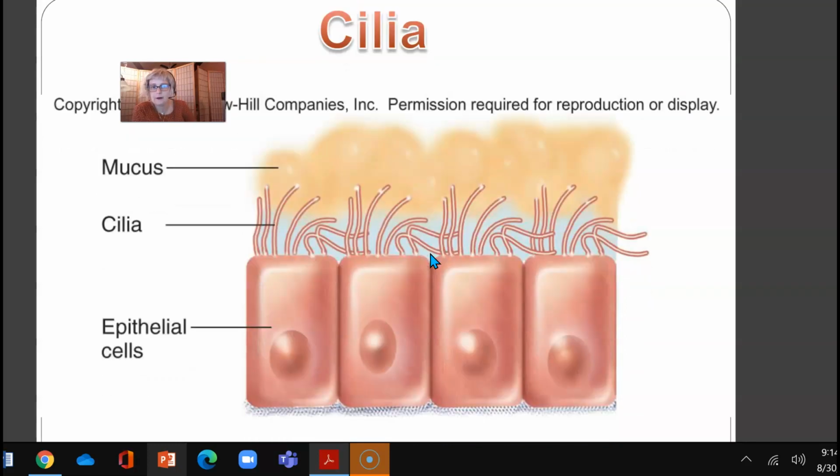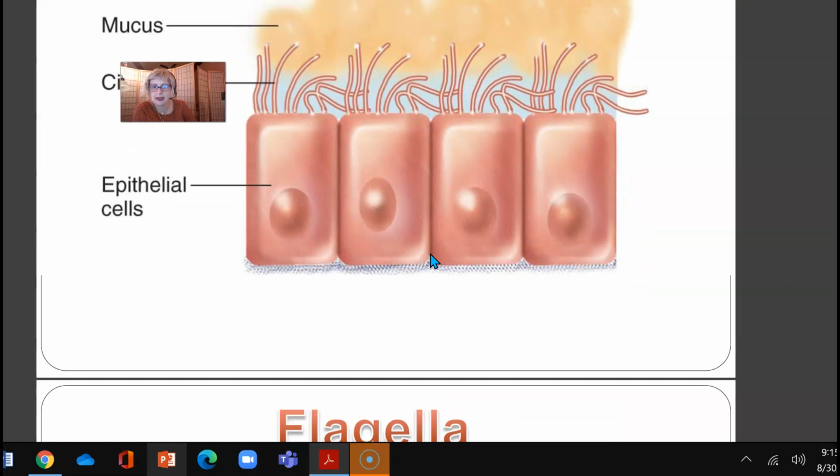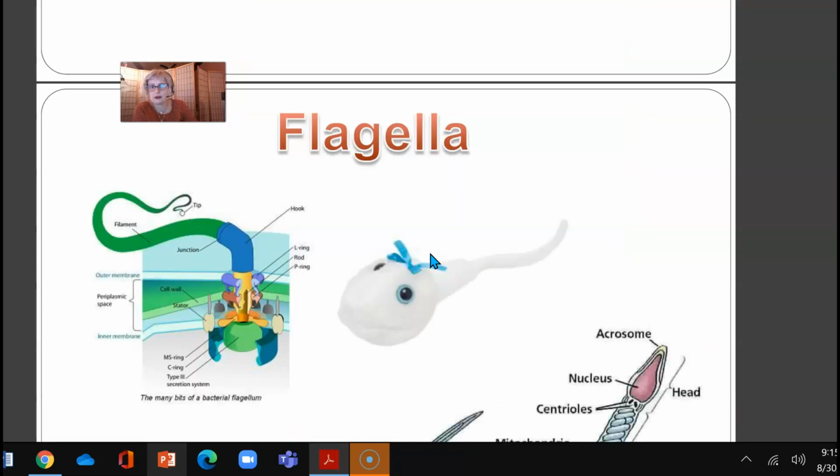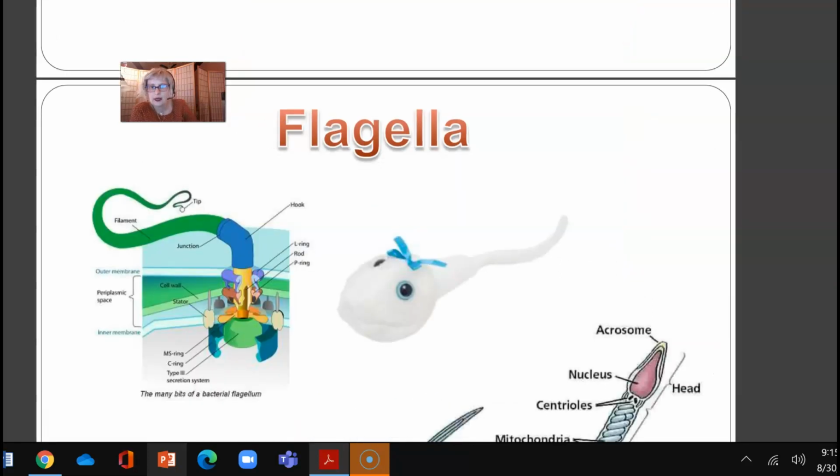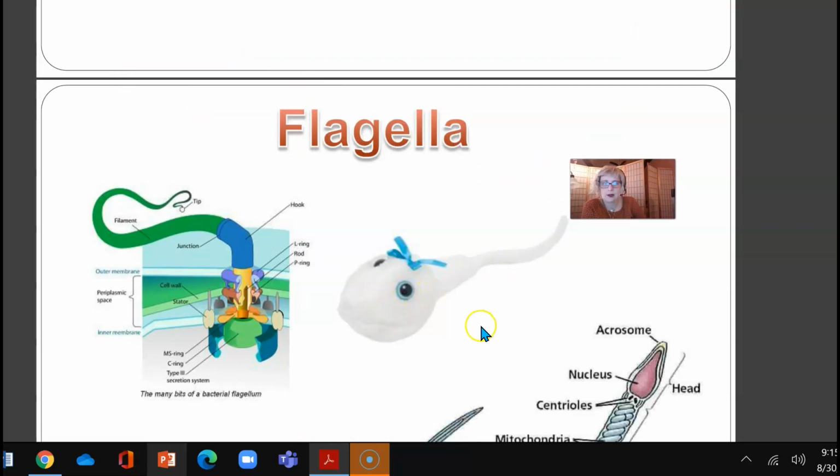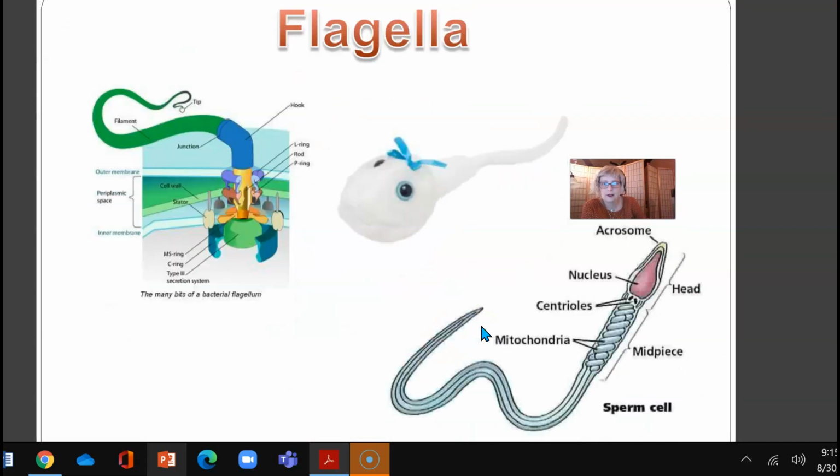All right, and then of course the flagella on the sperm. There's this cute little, isn't that cute? That is a stuffed animal, but it's really a stuffed sperm. Fabulous slide. Here it is.